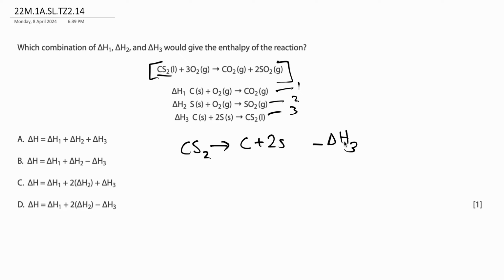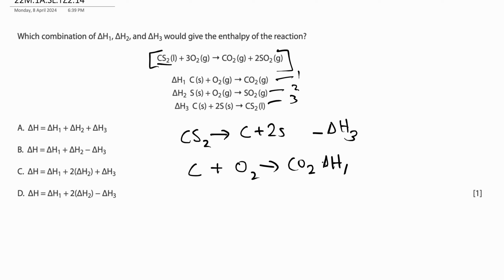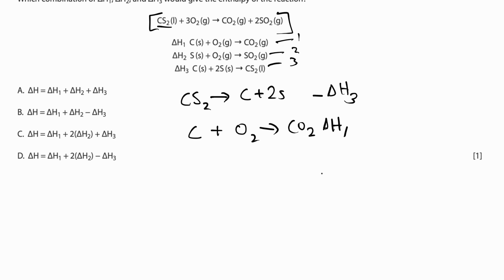Okay, the next thing we need is CO2 on the product side. Which equation has CO2? Equation 1. Is it already on the product side? Yes, CO2 is already on the product side. So we can write equation 1 just as it is. So C plus O2 gives us CO2, and this has a delta H of delta H1, and no sign change because I haven't changed anything.